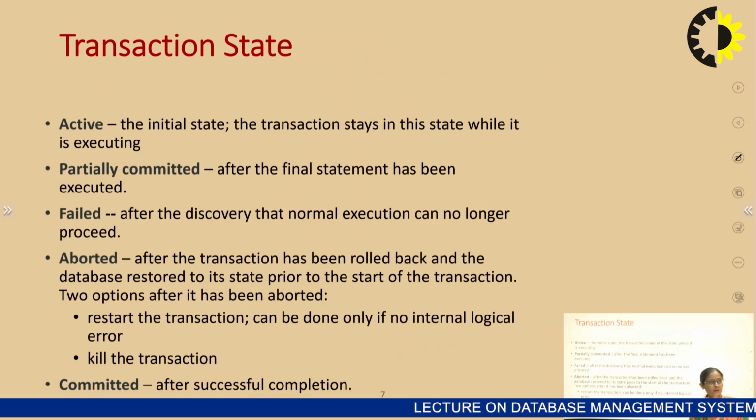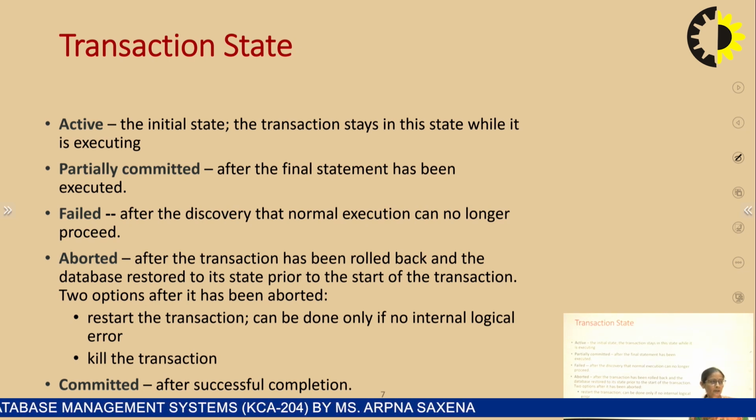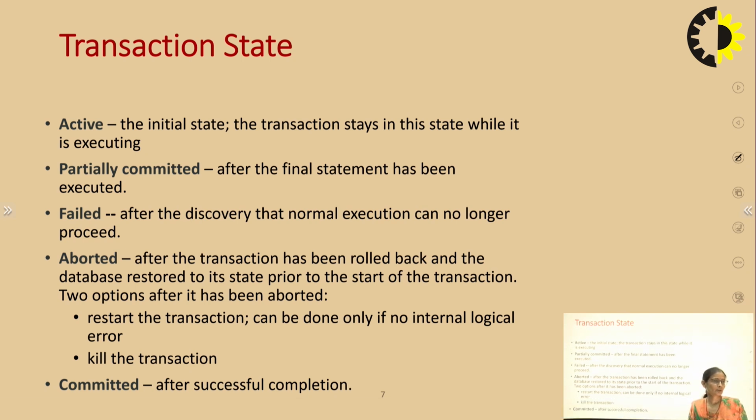So what does the active state say? The initial state, the transaction stays in this state while it is executing. Partially committed, after the final statement has been executed. Failed, after the discovery that normal execution can no longer proceed. And aborted, after the transaction has been rolled back and the database restored to its state prior to the start of the transaction. Once the transaction has been aborted, there are two options: either restart the transaction or kill the transaction. Committed, that is, after successful completion.